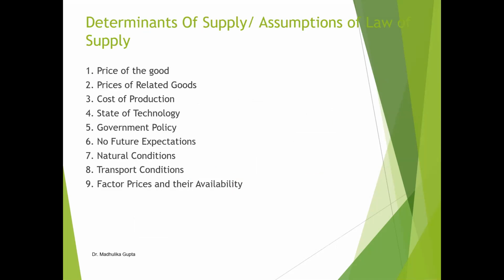Next, let's understand the determinants of supply or assumptions of supply. Both questions have the same answer. So whatever question you are asked, you have to write these 9 points. So let's understand these points one by one.